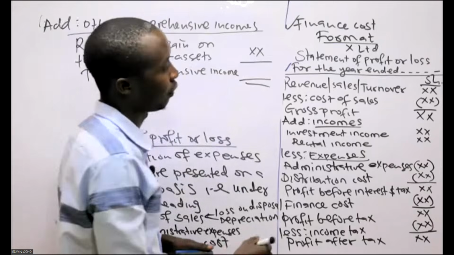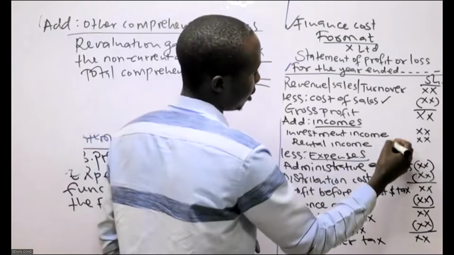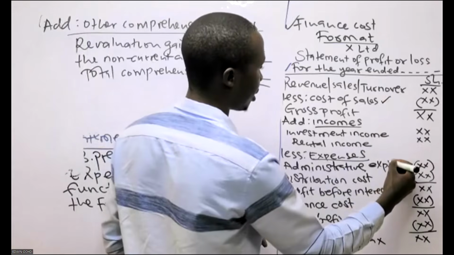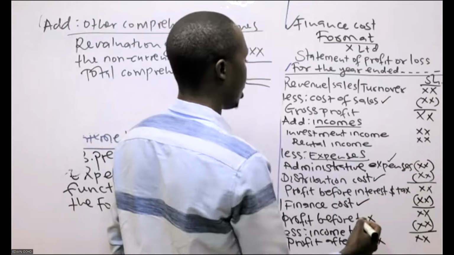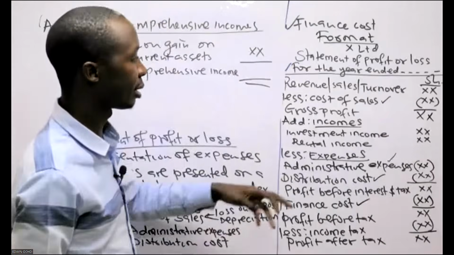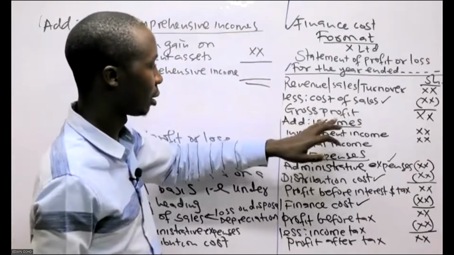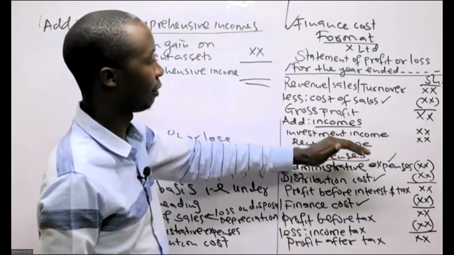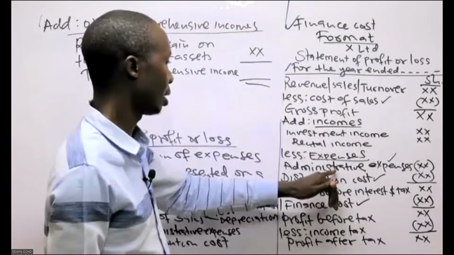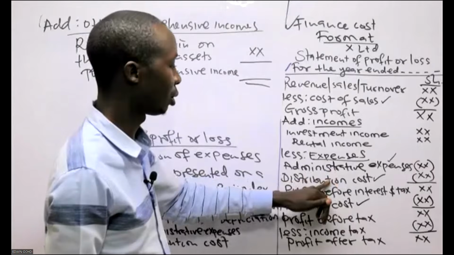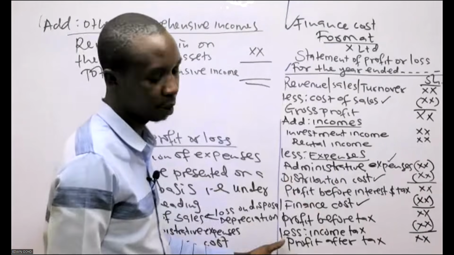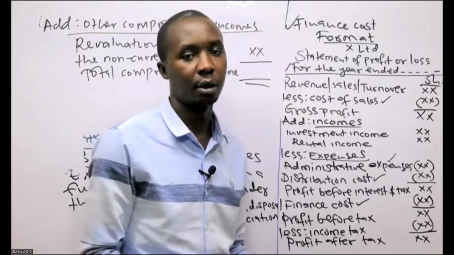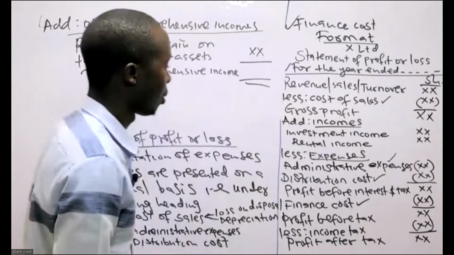The main thing you need to focus on is this: have you classified these expenses under these functional heads? Expenses are supposed to appear under the cost of sales, administrative expenses, distribution cost, and the finance cost. Then you understand the format and any other relevant workings to be done.